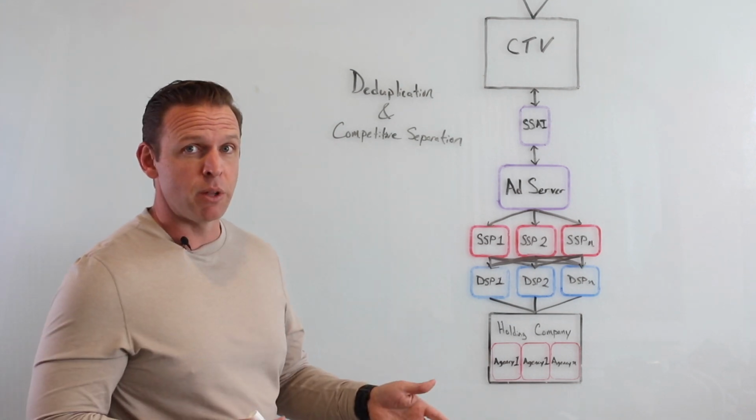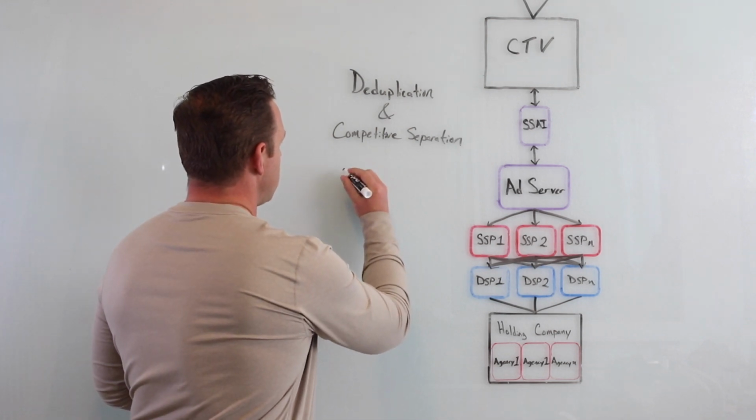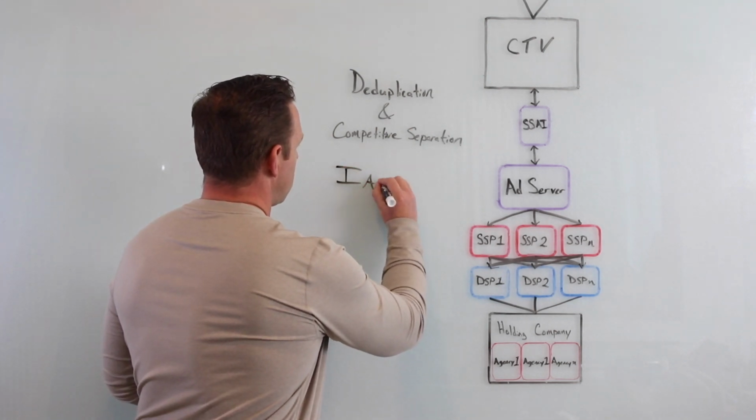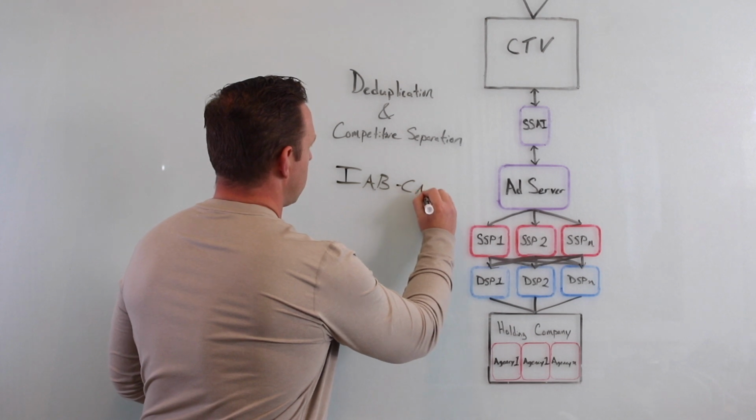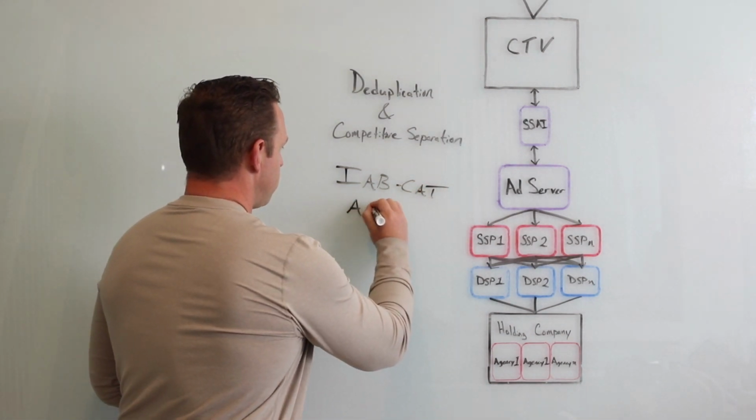In CTV, it's more limited than that, right? So you have an IAB category, and you have an A domain.